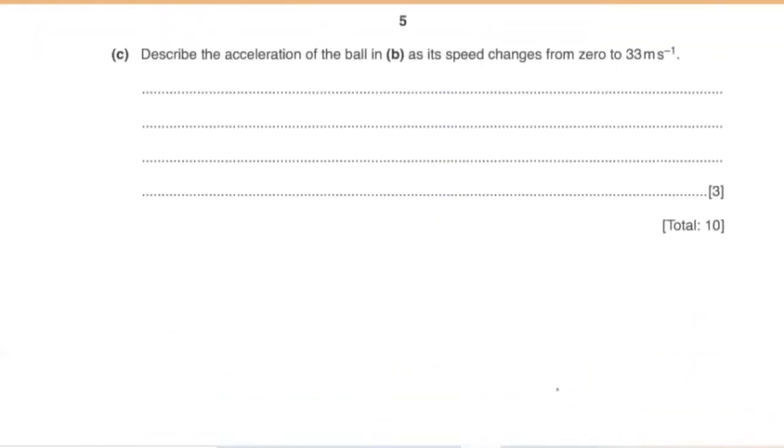Part C, describe the acceleration of the ball in Part B as its speed changes from 0 to 33 meters per second. So the initial acceleration of the ball is all due to acceleration of free fall, that's 9.81 meters per second squared. But with time, since air resistance in this question is not negligible, the drag force is going to increase with time, which reduces the magnitude of the resultant force, which in turn reduces acceleration. So when the ball reaches the terminal velocity of 33 meters per second, the ball moves with 0 acceleration.